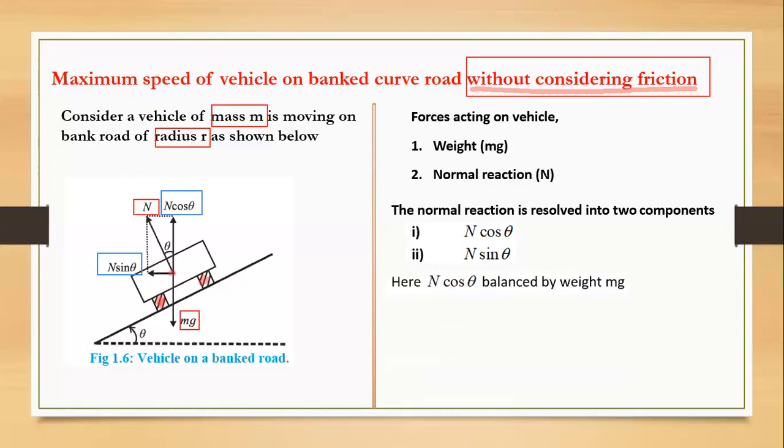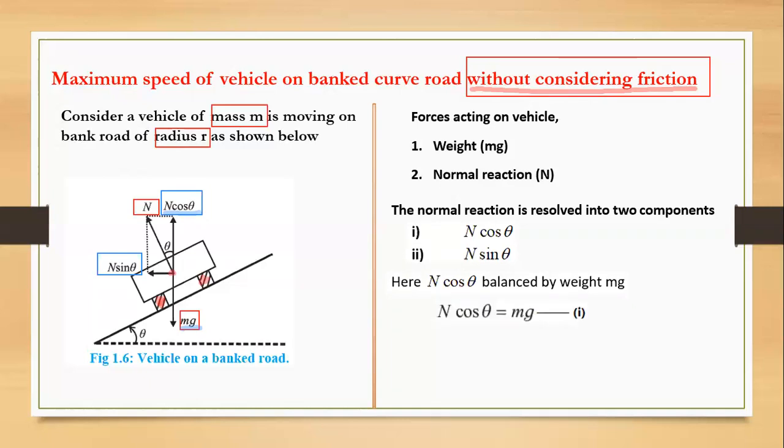Now, you can see in the diagram this component N cos theta, which is the upward component. This upward component N cos theta is balanced by mg. The vehicle is in equilibrium. So we can write here N cos theta, which is the upward component, and weight is the downward component. Both balance each other. Okay, N cos theta balances weight mg.